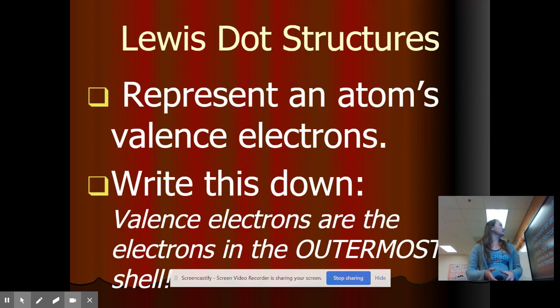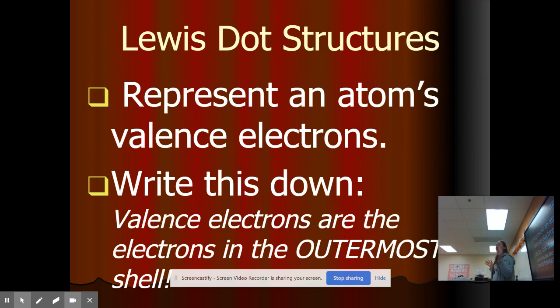All right, so a Lewis dot structure represents an atom's valence electrons. So I need you to write this down. Make sure you have it in your notes. Make it really, really obvious to yourself. Change the color, whatever you got to do. Valence electrons are the electrons in the outermost shell. You should have already known this. It's not all the electrons in the molecule. It's just the ones in the outermost shell. It's just the ones that are the furthest from the nucleus.